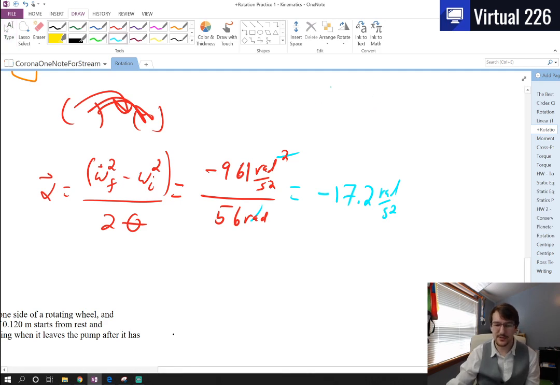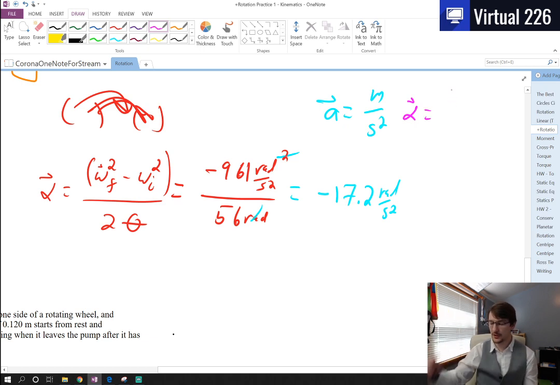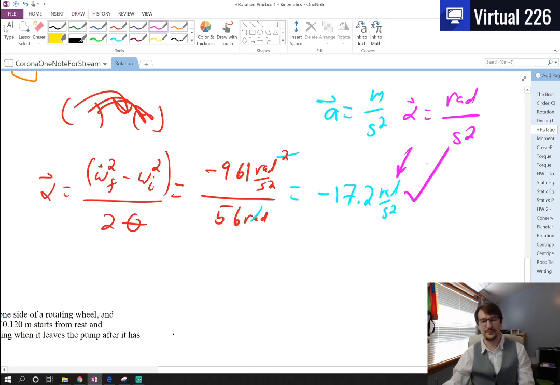And that makes sense because if we think back to linear acceleration earlier in the year, linear acceleration was meters per second squared. When we do angular accelerations, we need to have the meters placeholder replaced with radians per second squared. And that's what we have right there. So we feel good about that problem.